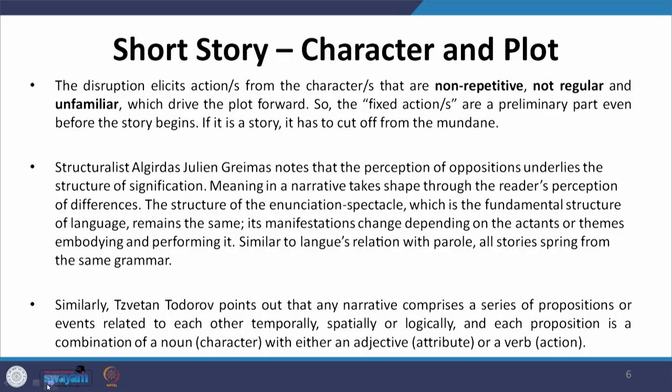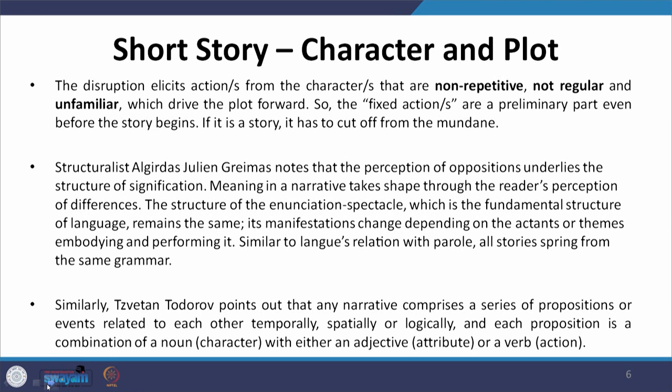for the short story. The disruption from the normal, the routine, the everyday elicits actions from the characters, something that is one-off, spontaneous, non-repetitive, non-regular, an action that is unfamiliar, which drives the plot forward. So, fixed actions are a preliminary part. It sets the stage for the short story, the background of the short story, even before the short story has begun. If it is a story, once it enters within the premises of the story, it has to cut off from the mundane.